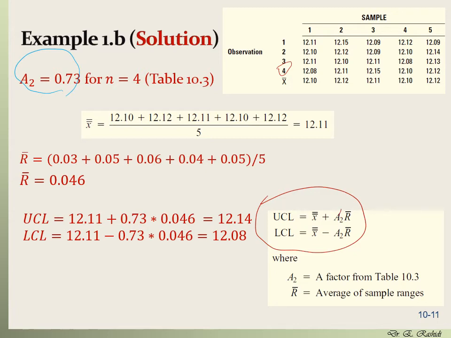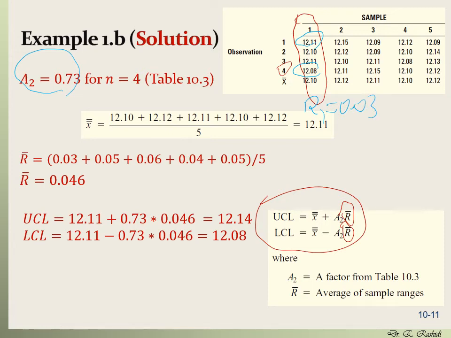But we also need to find R bar, that's the average range. So the formula for R bar is the average of ranges. So we need to find the range for each sample. For the first sample, the range is how widespread your data is. So that's the maximum number minus the minimum number. The maximum number here is 12.11, and then the minimum number is 12.8. So the range here, R1, is 0.03.